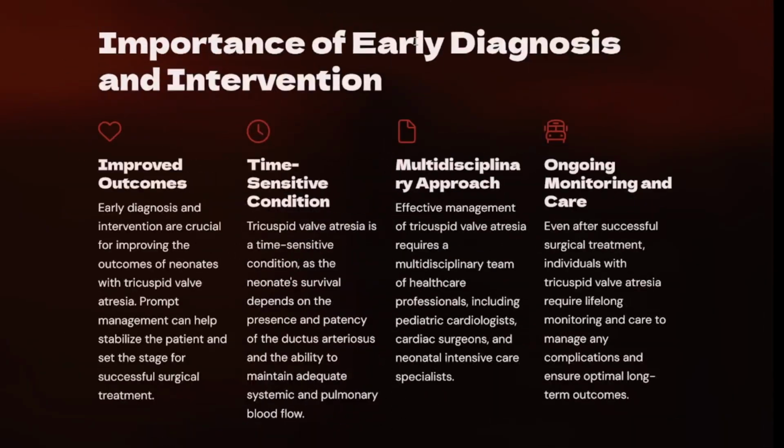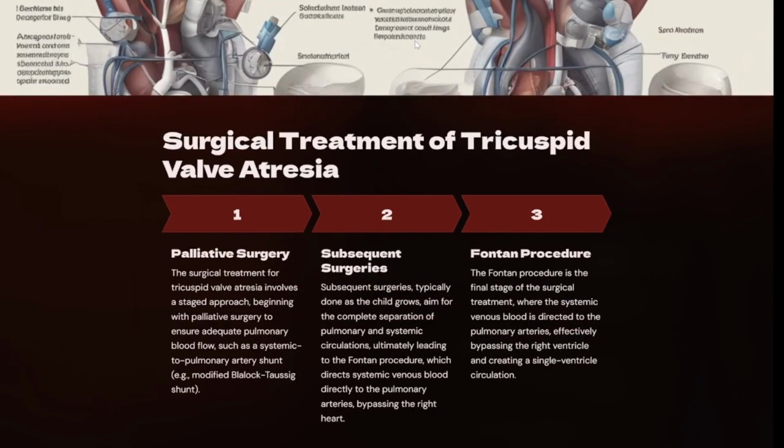Question 5. Describe the surgical treatment approach for tricuspid valve atresia. Surgical treatment for tricuspid valve atresia involves a staged approach, beginning with palliative surgery to ensure adequate pulmonary blood flow, such as a systemic to pulmonary artery shunt, e.g.